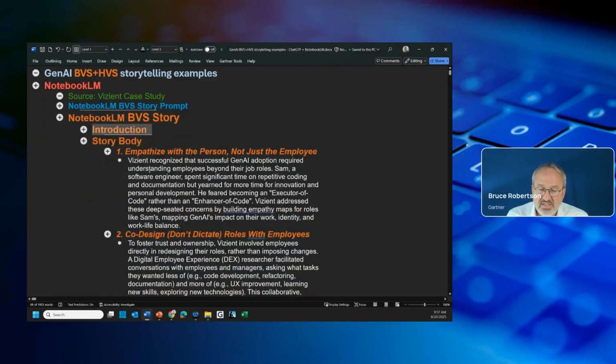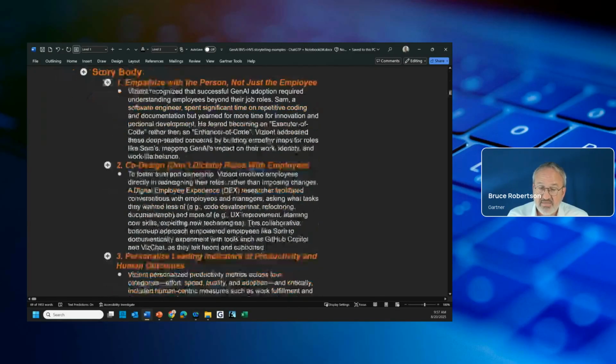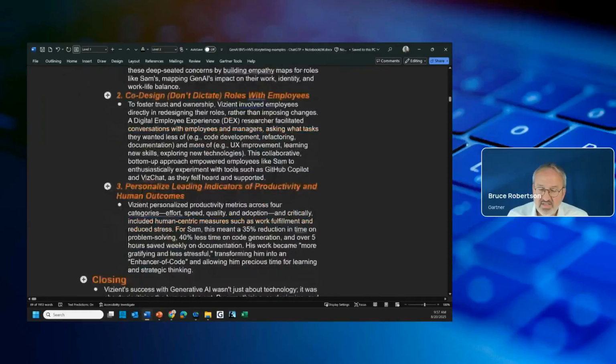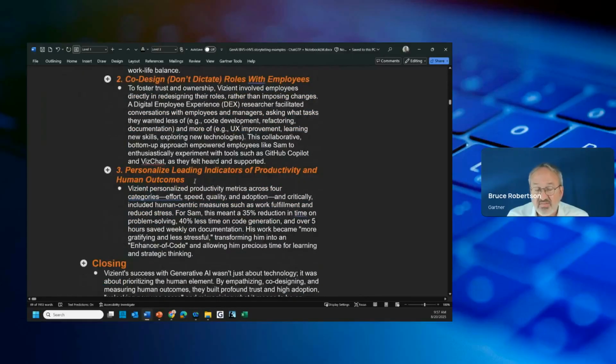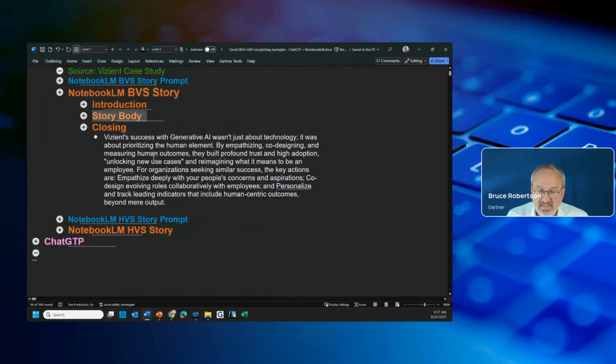Now, if we go through, we can see here are those story elements that I highlighted in my version of the story: empathizing with the person, not just the employee, the co-design with employees, and then the personalizing of leading indicators of productivity and so on. So it did catch a lot of that data. And then the closing really does show it isn't just about technology.